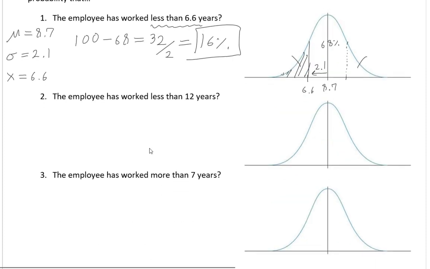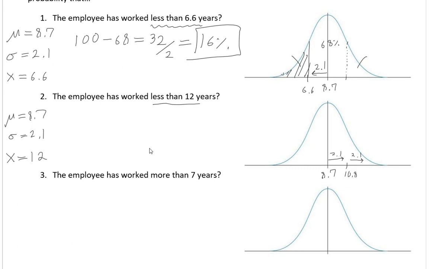So for the second one, again, we still have a mean of 8.7. We have a standard deviation of 2.1. This one asks, though, the employee has worked less than 12 years. So my x value in question here is 12. All right, well, 8.7 is in the middle here. And if I go up a standard deviation of 2.1, I get to 10.8. And if I go up another 2.1, I get to 12.9.